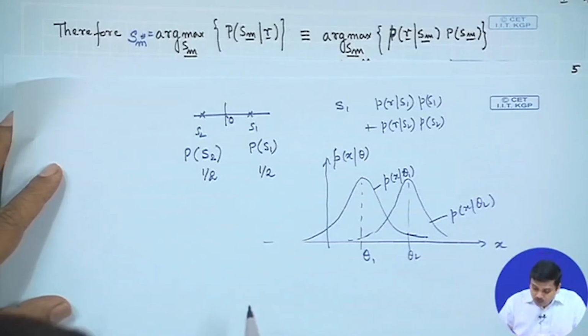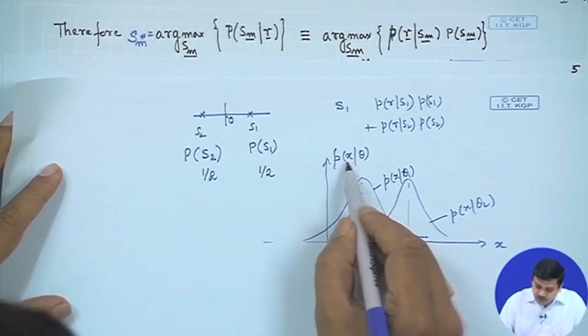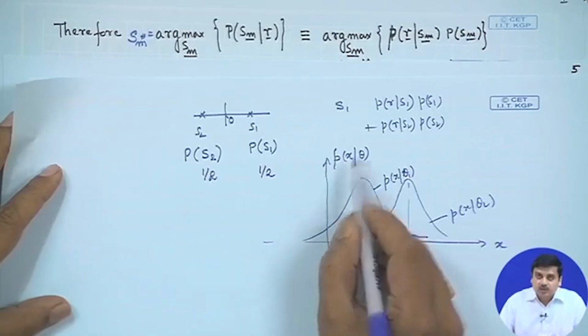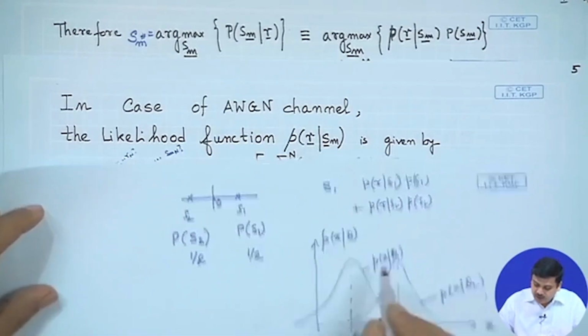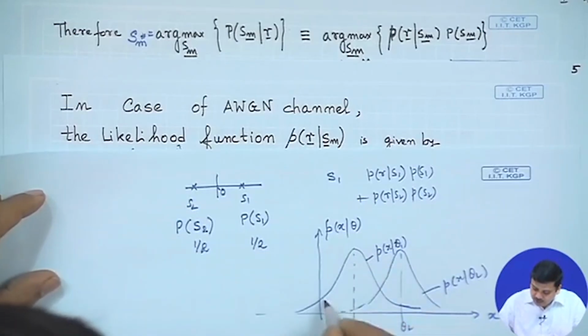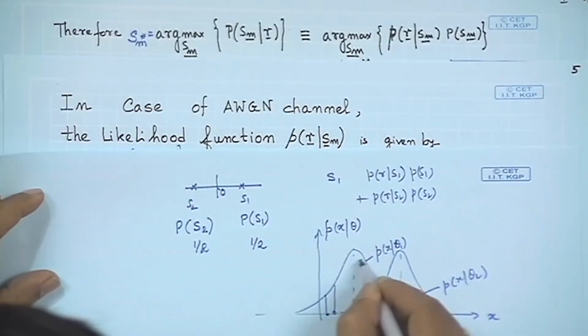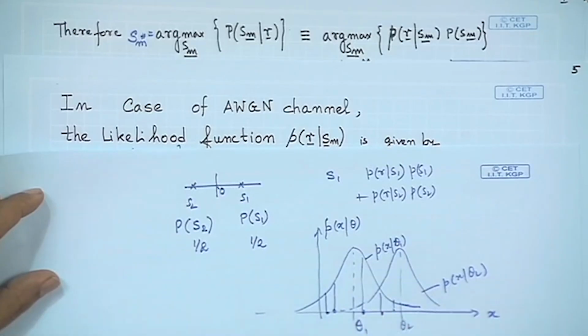So, now what we have is, in this particular thing, x is already observed. If you look at P of r given S m, r is the received vector. So, we already have some of the values, right.